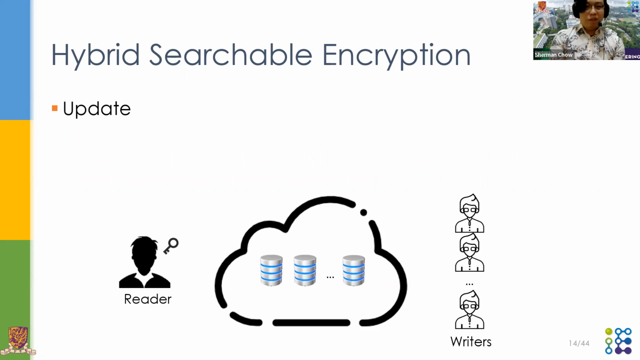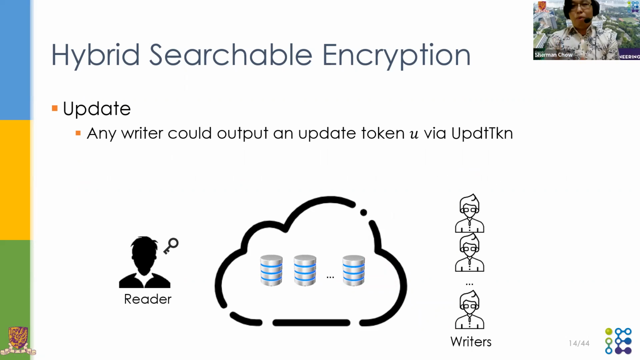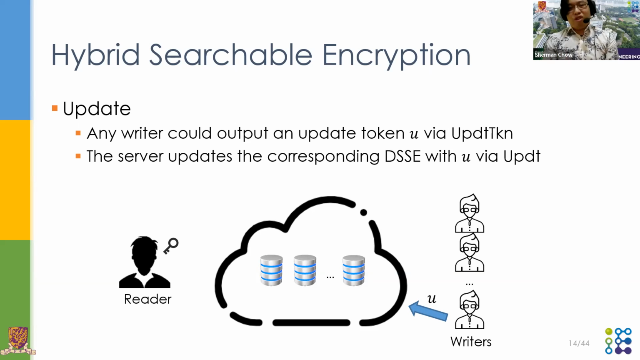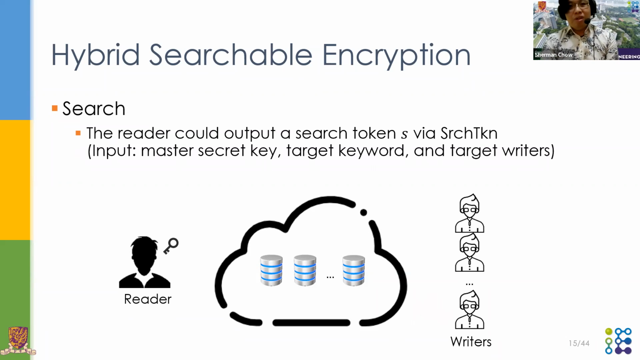Then how do we do the writing, or in SSE terminology, the update. Any writer could output an update token U, like in DSSE. For example, this writer uploads this U to the cloud server. Then likewise, the server will do the update by using this U to operate on this writer's encrypted database, the DSSE instance uploaded before. For example, like this one. And then searching also follows a similar pattern you are expecting. The reader will output a search token S through a search token generation algorithm.